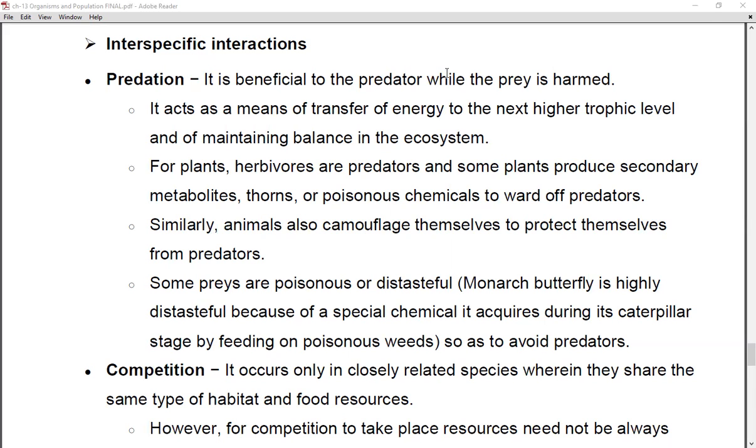So when any predator eats that monarch butterfly, that particular prey acts as a poisonous or distasteful type of food, right? So this way also the predators do not eat those types of prey. So in order to avoid predators, these special chemicals are acquired by feeding on the poisonous weeds, right? So this was about the first type of interspecific interaction, and that was predation.